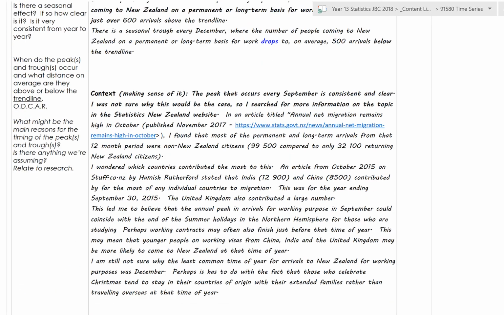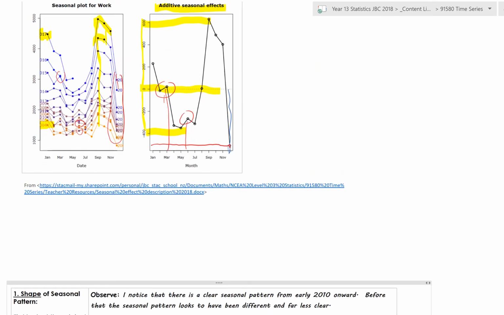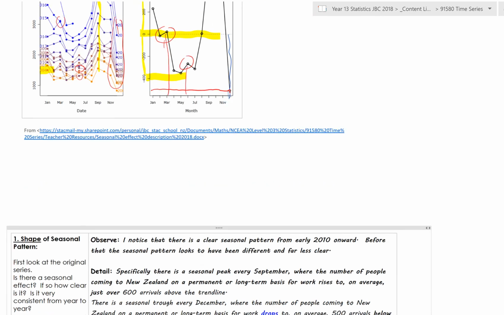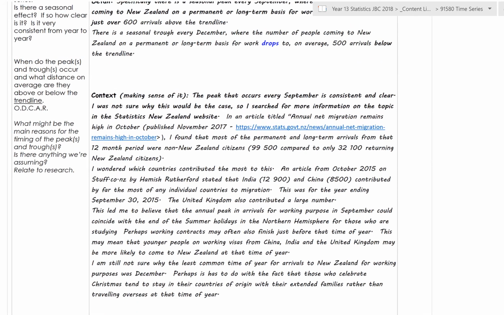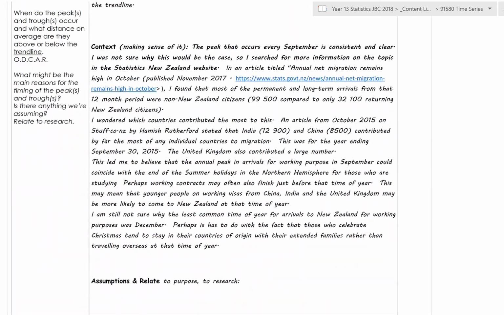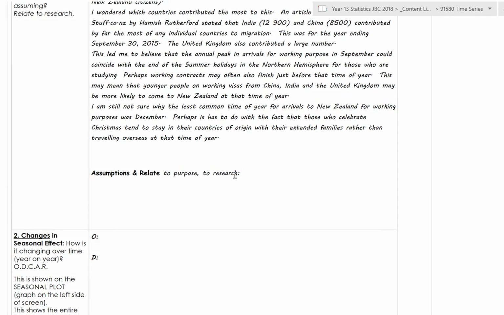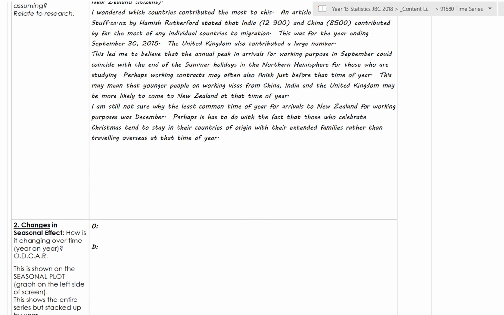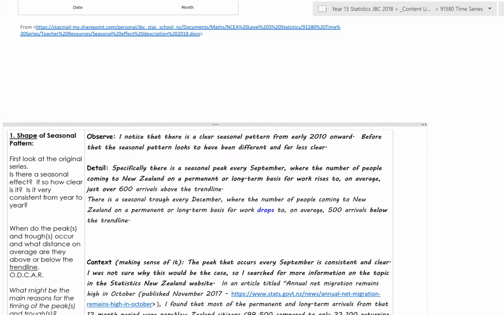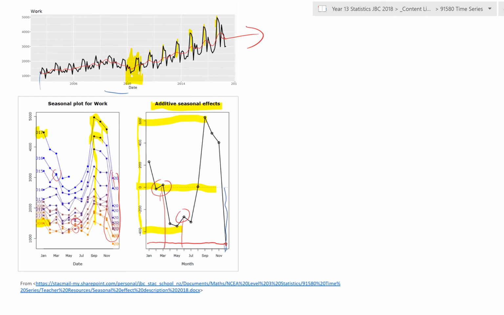Although it doesn't really affect my description of the seasonal pattern. So I'm probably going to leave that, and I probably would have actually talked about that. We'll talk about that when I get into my forecasting. So just kind of sticking to the point. Okay, the other key thing. I'm just going to leave the assumptions and relate bit for now because I've kind of already dealt with relate and I can't think of any more relevant assumptions. What I'm going to focus on now is changes in the seasonal effect, and this is really important.